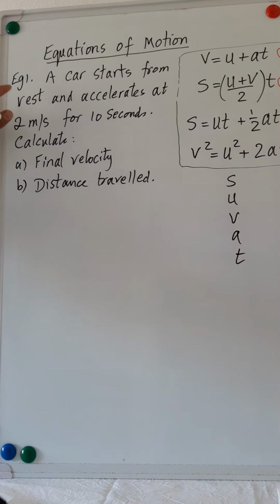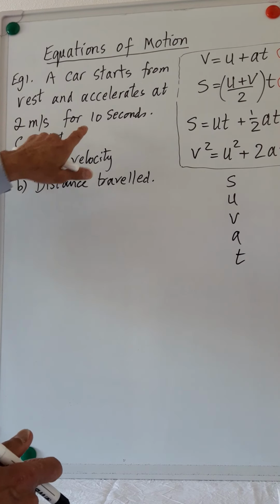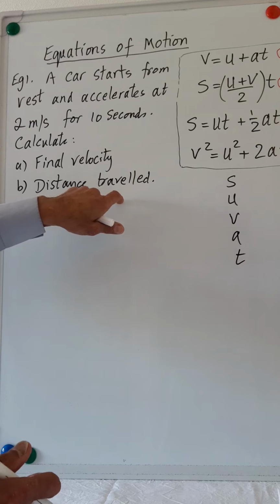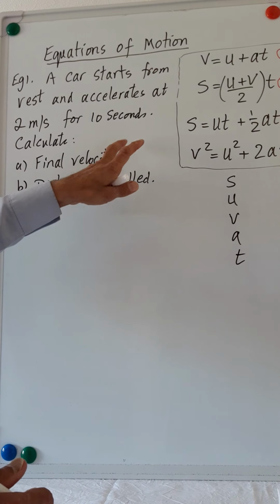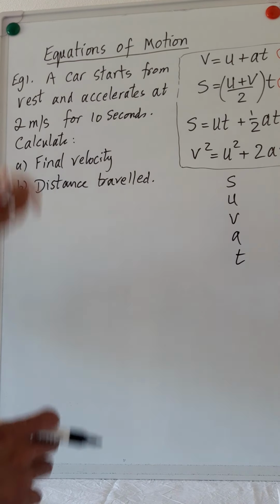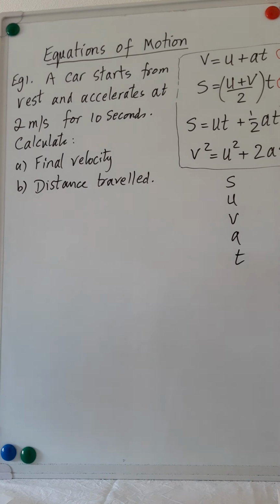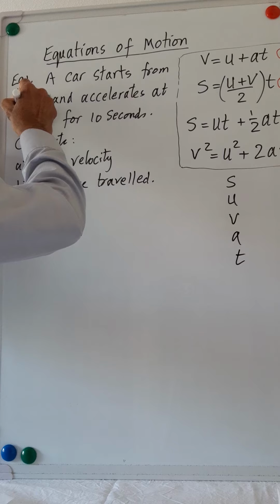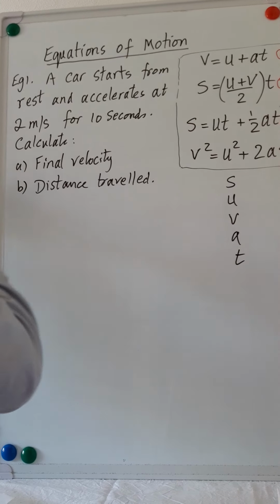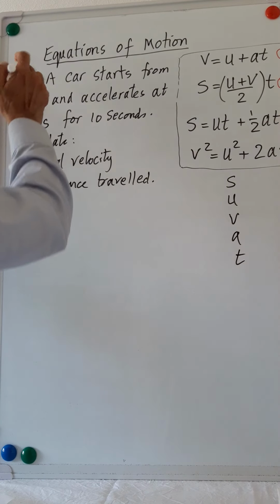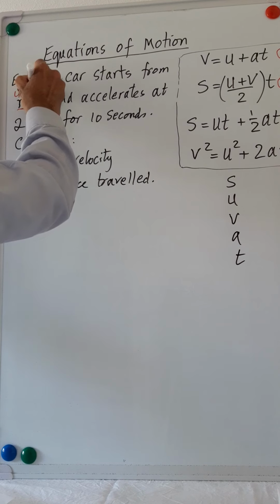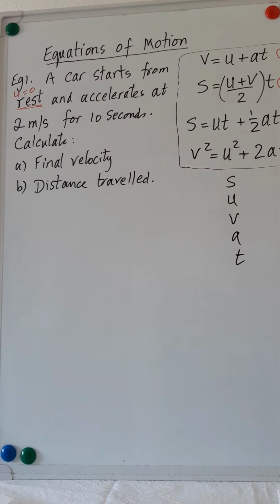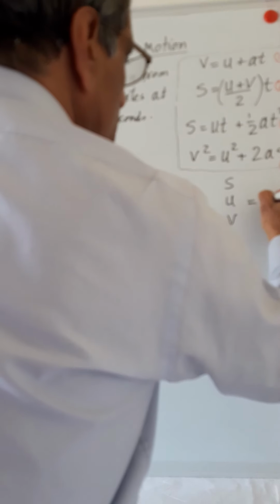If you remember SUVAT, you can remember all the things that you need to know. Now, in this case, we need to find the distance traveled, so we don't know the distance and we don't know the final velocity. But we know the initial velocity. A car starts from rest. Now, rest means its initial velocity u is equal to 0, right? So its initial velocity is 0 because it's starting from rest. So u is equal to 0.